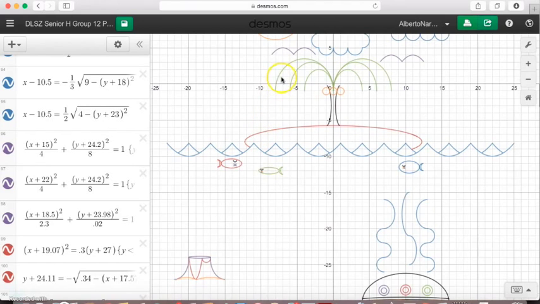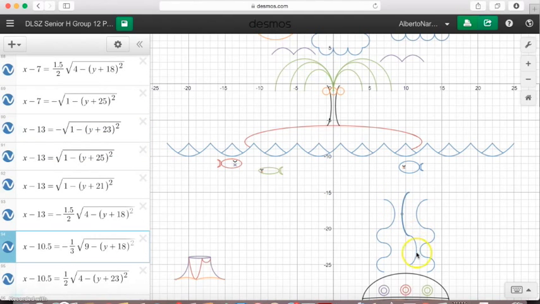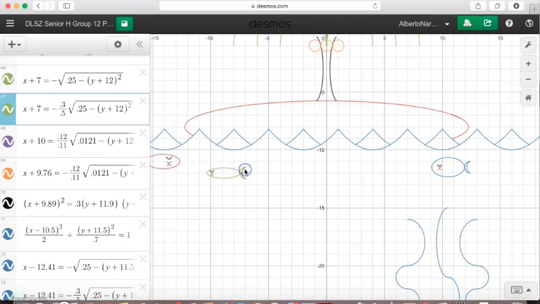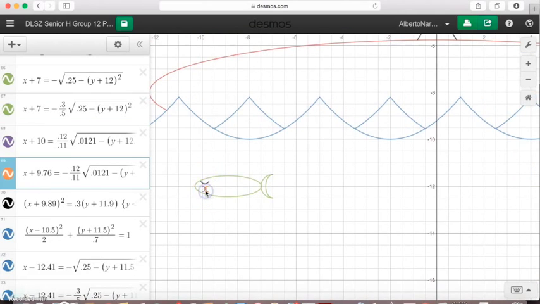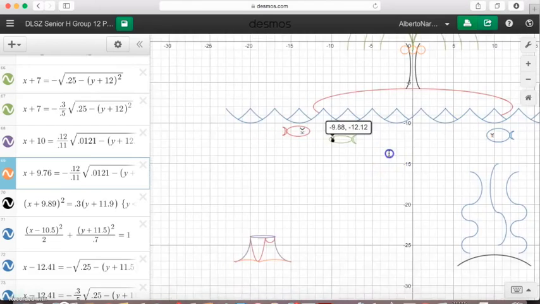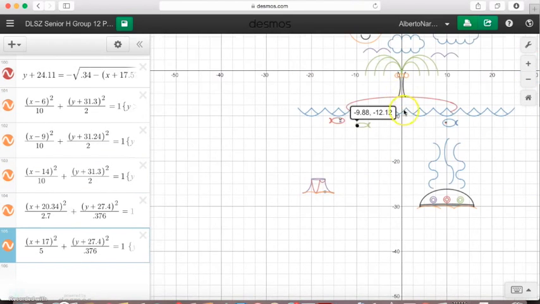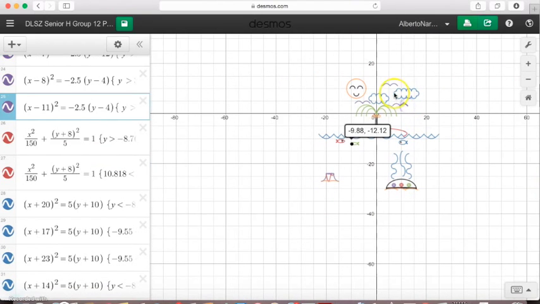We used semi-ellipses for the leaves of the tree, for the waves of the boat, for the tail of the fish, and for the eyes of the fish. And lastly, we used the parabolas for the sand, the waves of the ocean, and for the birds.